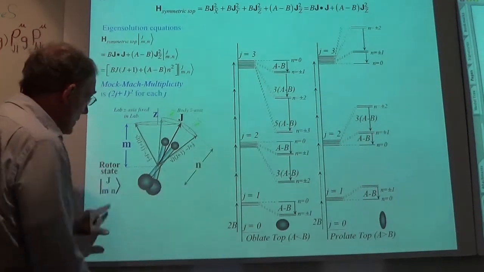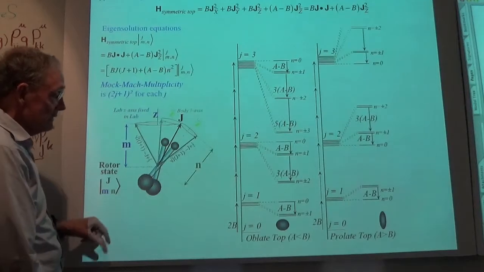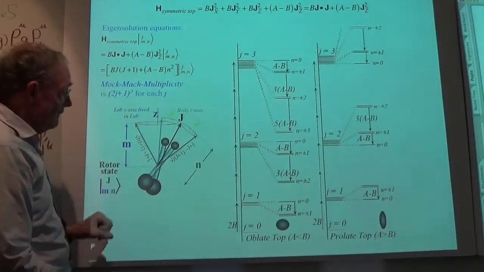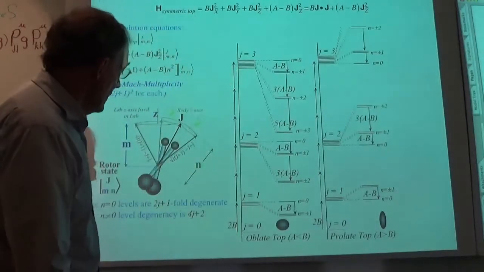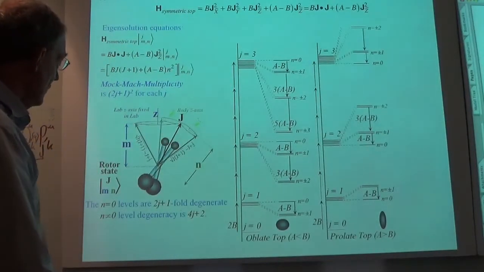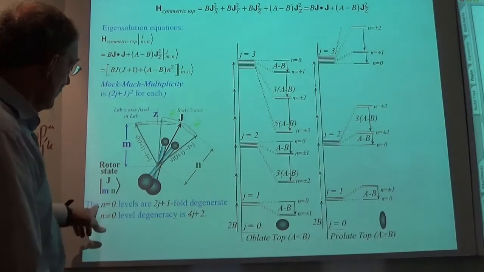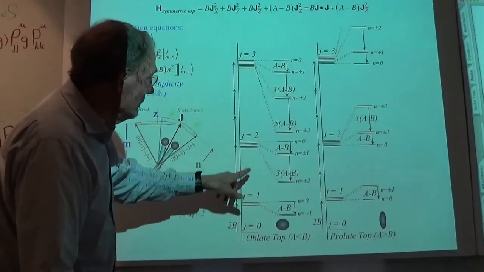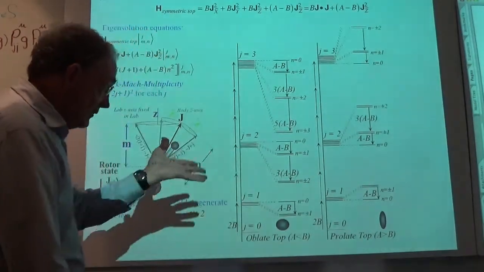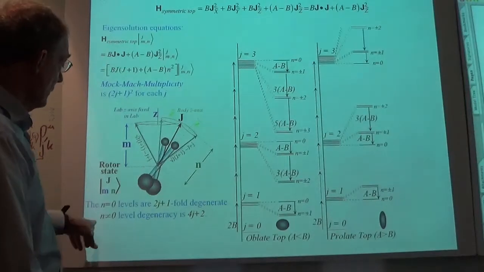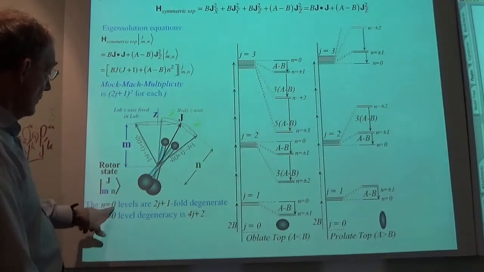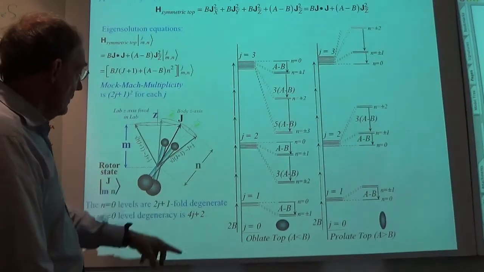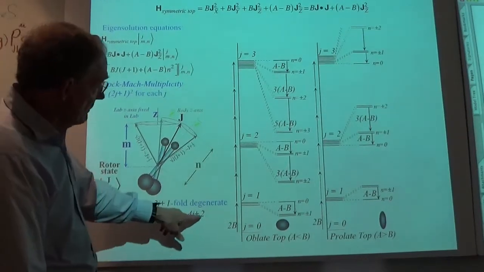For just j equal 1, I've got 9 possibilities. J equal 2, I got 25. So it's huge in terms of the structure that's waiting here to be understood. So as I say, the n equals 0 levels, they're easy. They're non-degenerate as far as the body's concerned, but the laboratory says, no, I've got my degeneracy too. So the n equals 0 is 2j plus 1 degenerate. The others are all 4j plus 2 degenerate.